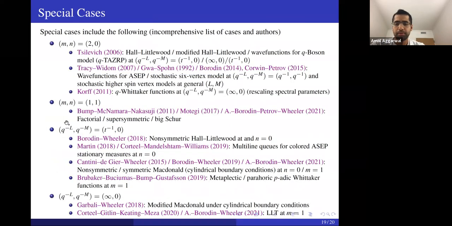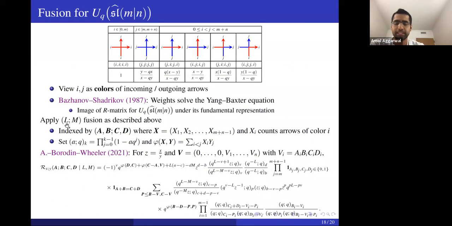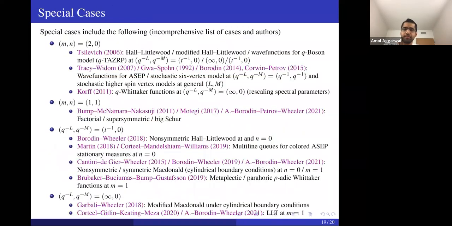So let me just quickly mention a few special cases of these weights. They might look somewhat complicated, but the fact that I really have 4 parameters in the game, L, M, Z, and Q, means I have a lot of room to play. So you can specialize them to a lot of weights, symmetric functions and probabilistic models that people have considered before. So I'll give you a somewhat incomprehensive list, which is already fairly long. So okay, if M, N is 2, 0.